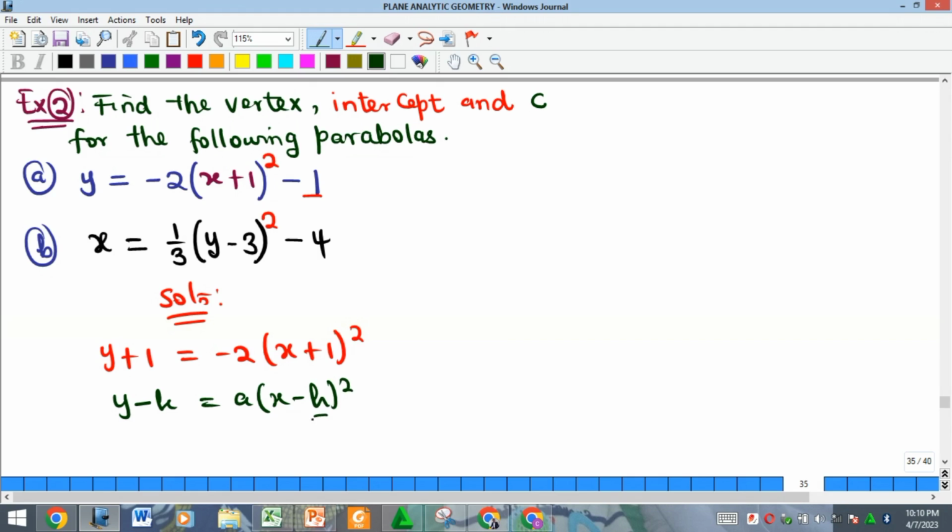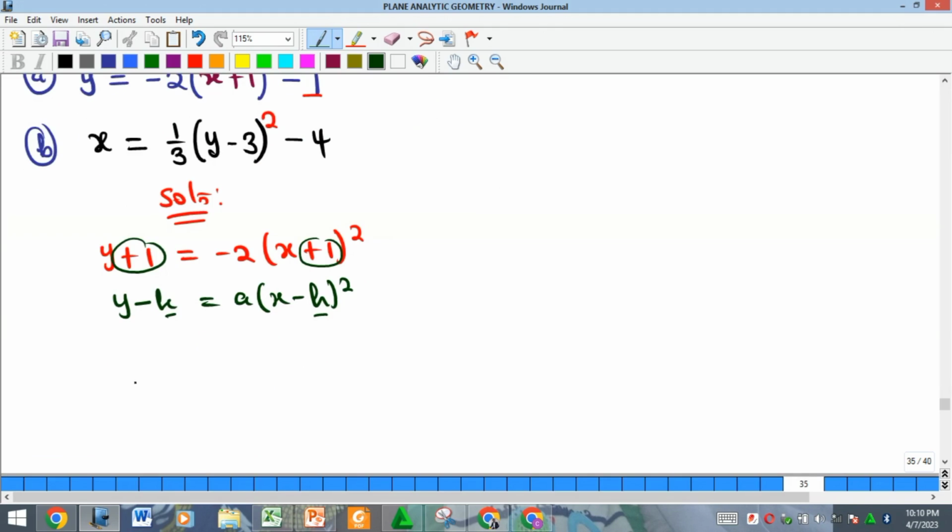So how do I get my h here? I'll just come here and make everything here negative. And then how do I get my k? I will also make everything here negative. So if I take the negative of 1, that means my k is minus 1, and my h is also minus 1. Therefore, the vertex for this parabola is simply equal to negative 1 comma negative 1, and that's your answer.